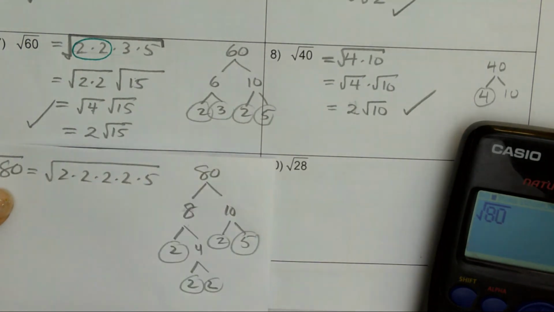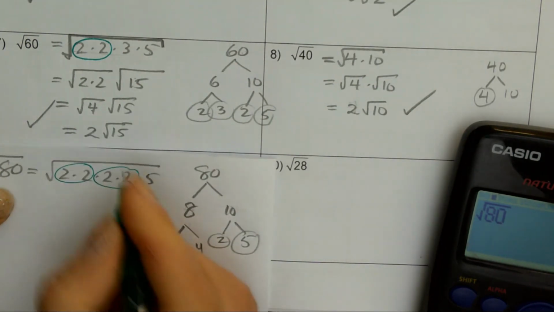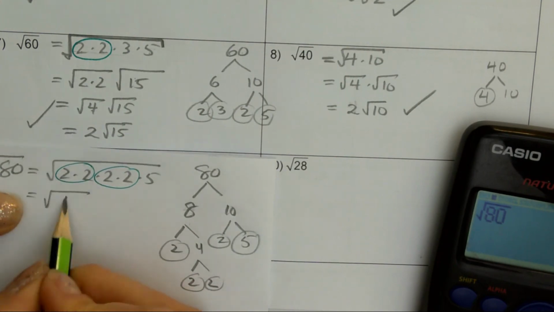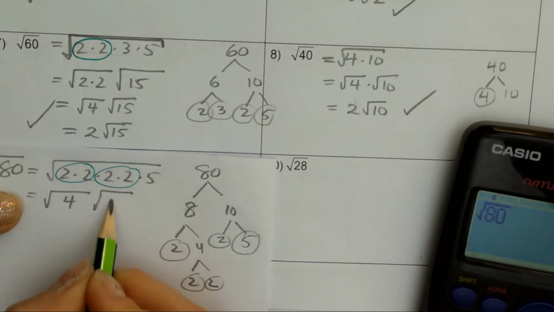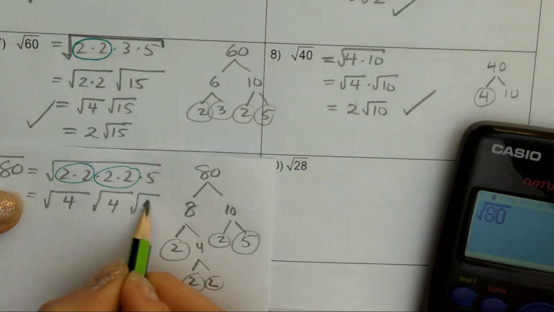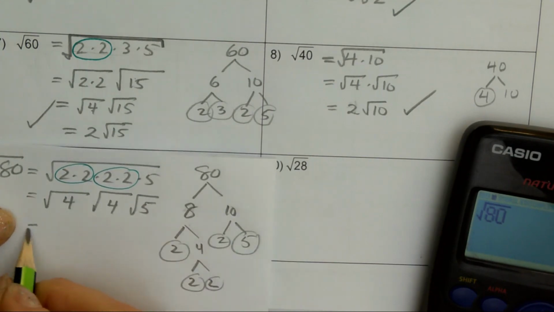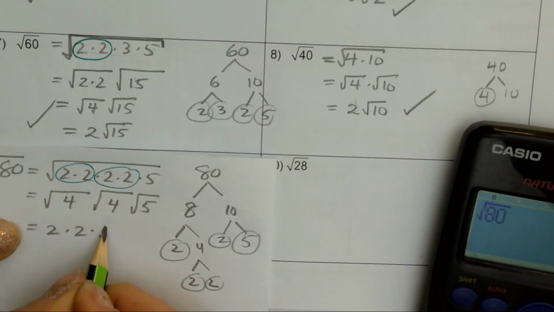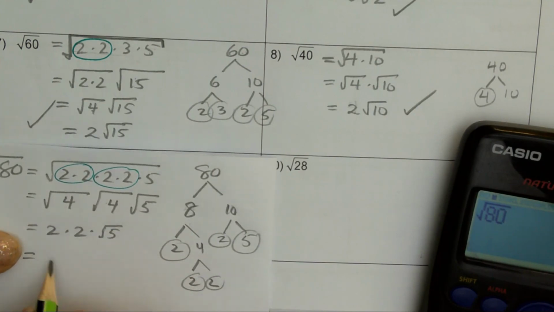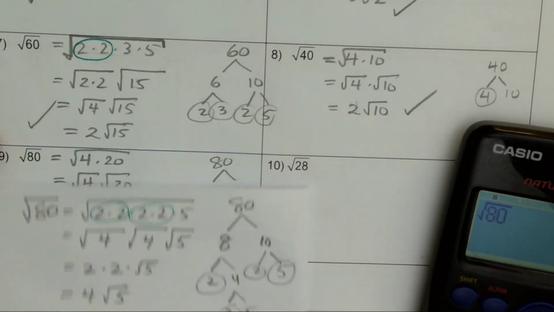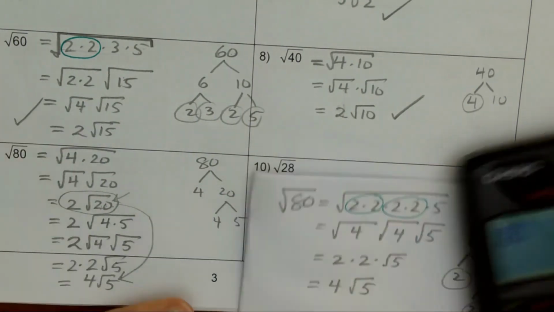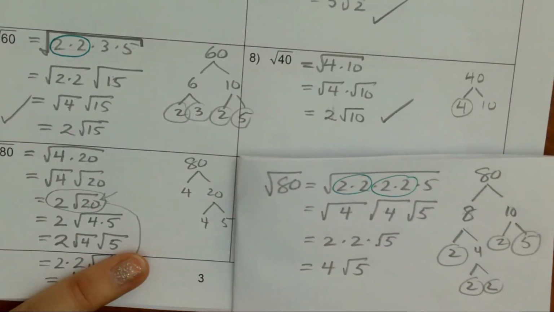And then we put it in groups of 2. So then I separate it. 2 times 2 is 4. 2 times 2 is 4. And then I have this lonely 5 at the end. The square root of 4 is 2. 2 times 2 is 4. Root 5. So you can do it this way. And look. Let's put it here so you can see. Both are correct.